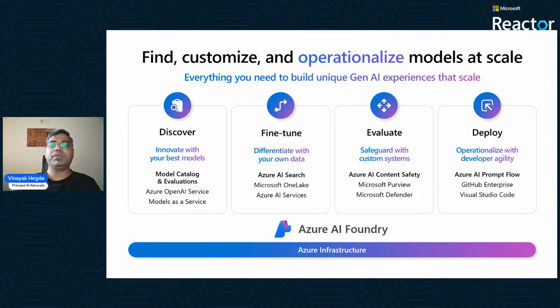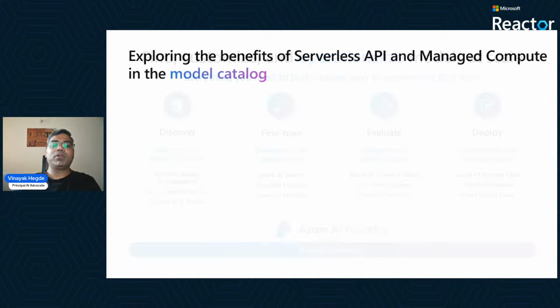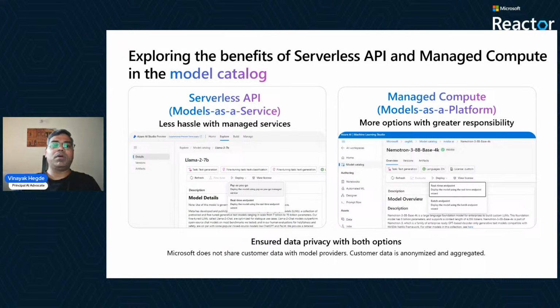And finally, you should be able to deploy. When you look at deployment, there are multiple different possibilities. You can use a serverless API, model as a service, or you can use managed compute, models as a platform. Both of them could be useful. Managed compute requires a greater responsibility. A little more fine tuning is possible, whereas all of the overhead of managing the GPUs goes away with the serverless API. So if you're looking to scale really fast, one of the ways could be a serverless API, though it does give you less control.